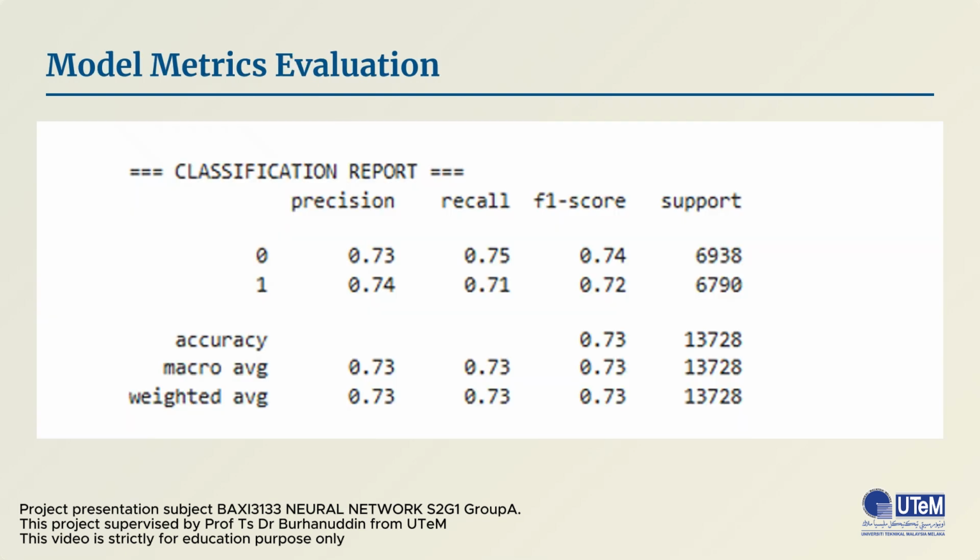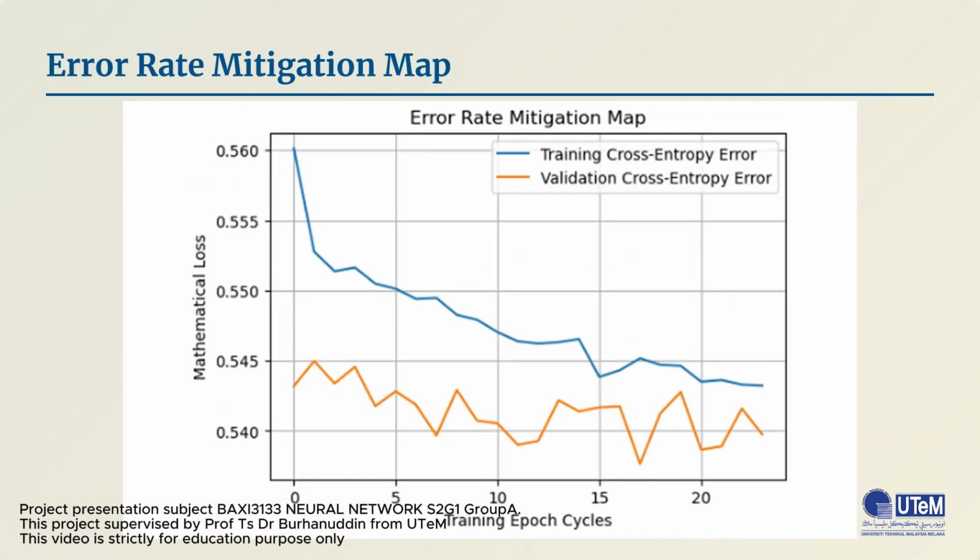Okay, the next one is model metrics evaluation. The evaluation contains the precision, recall, F1 score, and support. So we can see that the percentage is 70 something, and the accuracy, the average also 73%.